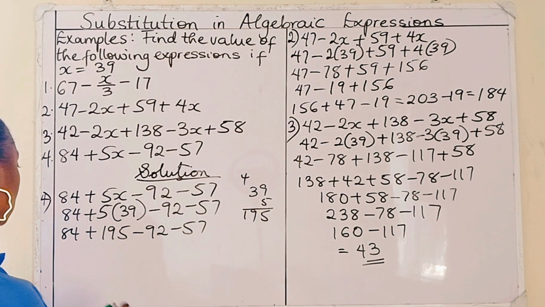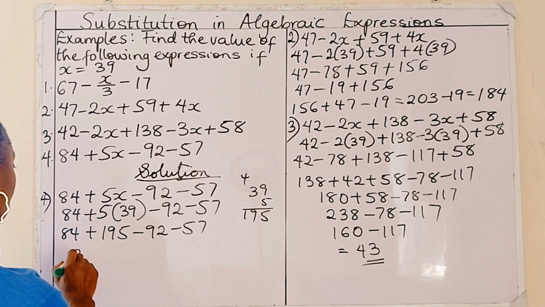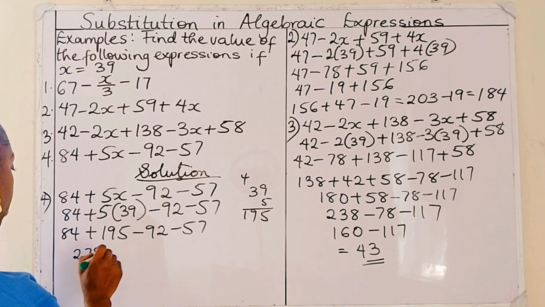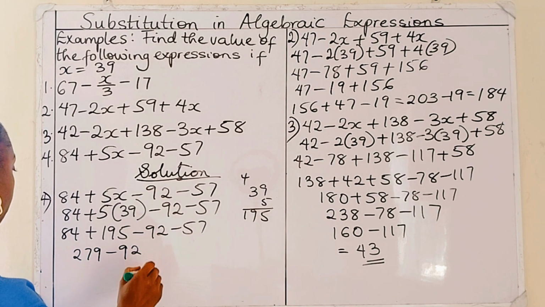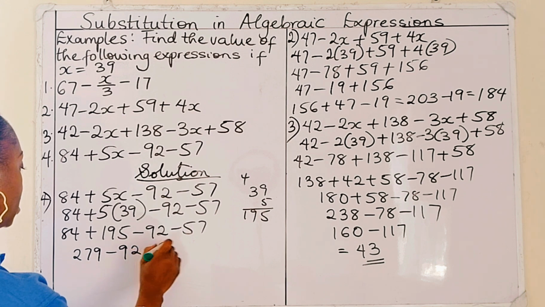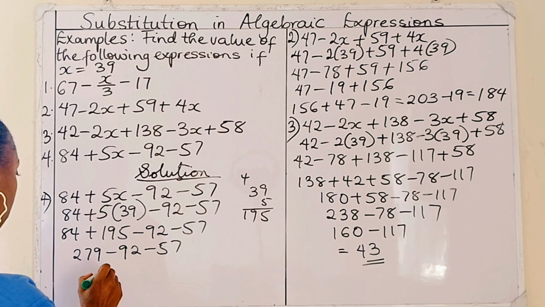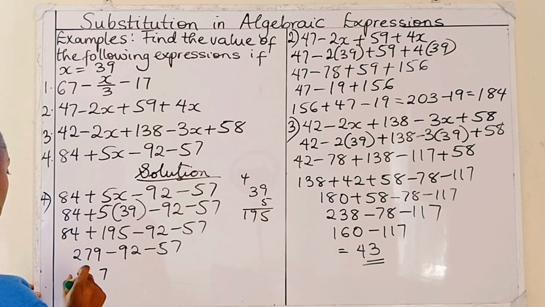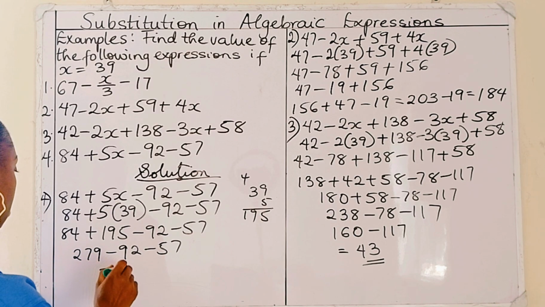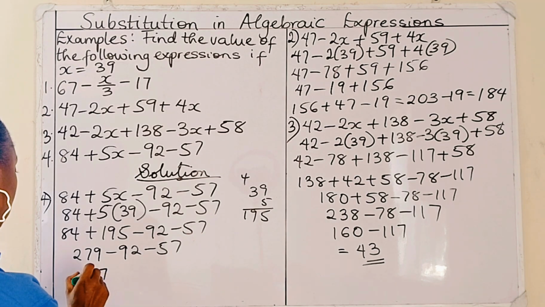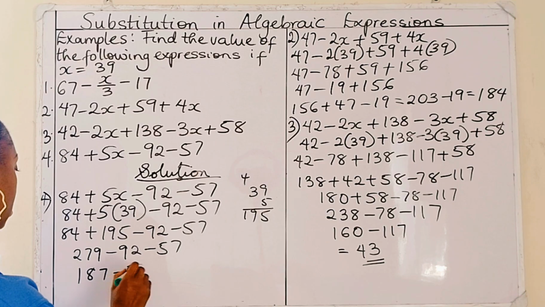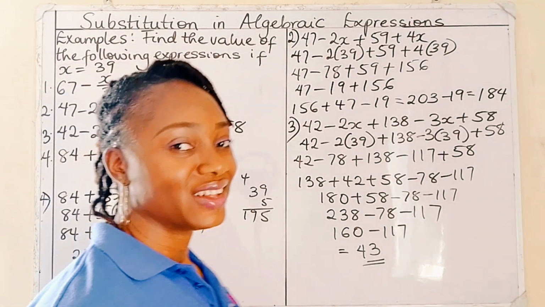84 plus 195 will give us 279, minus 92 minus 57. 279 minus 92 will give us 187, and 187 minus 57 gives us 130. And that's the final answer.